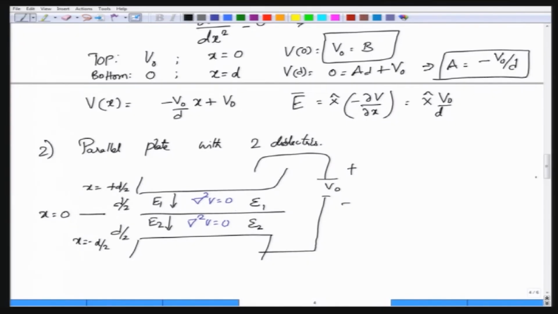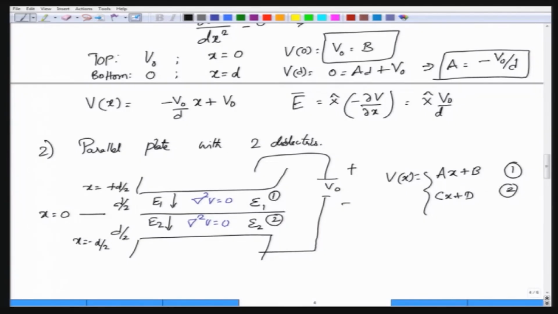So, if I solve the equations, I am going to get V of x is equal to Ax plus b in the region between 0 to d by 2, right. So, in region 1. So, if I call this region 1 and region 2, in region 1 the potential is Ax plus b, and in region 2 the potential is some Cx plus d, where these are the constants, right.